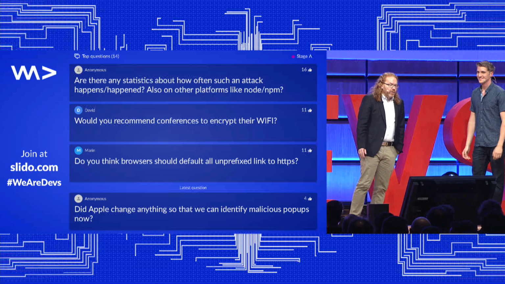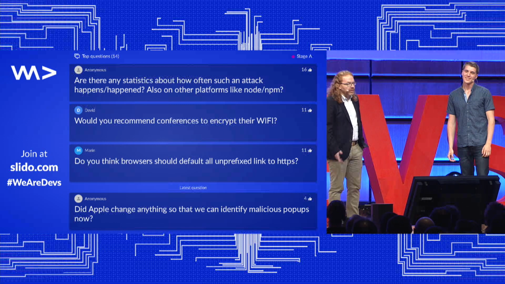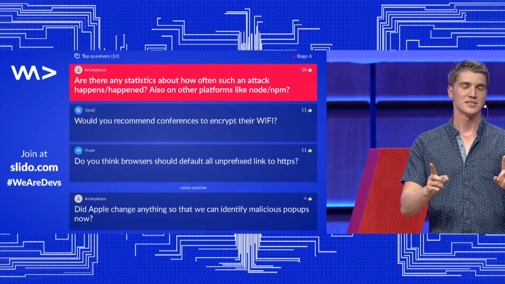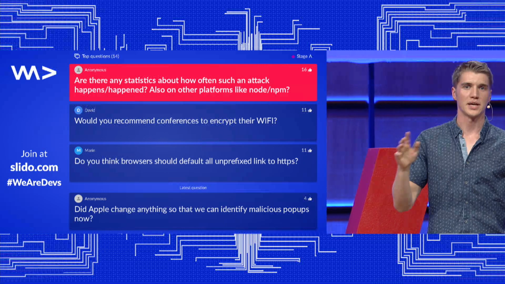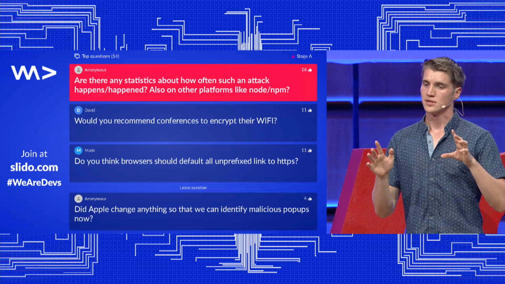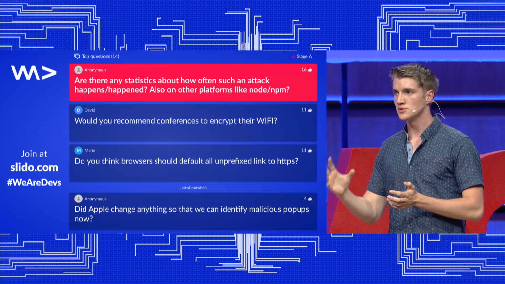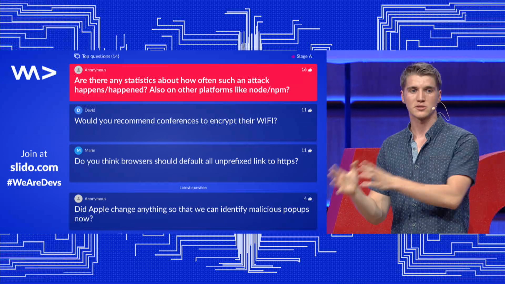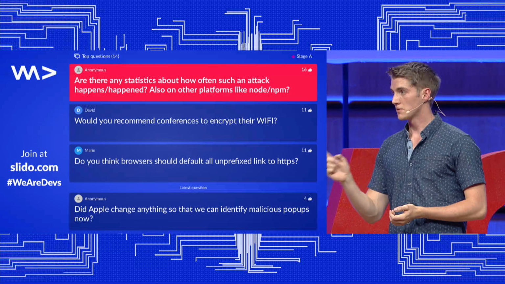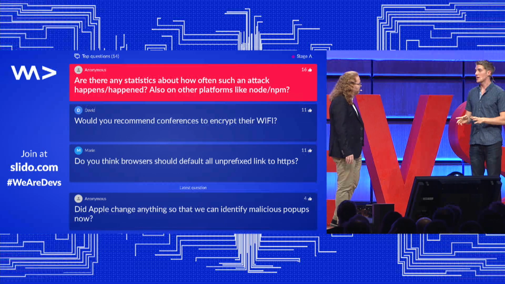So are there any statistics about how often such attacks happen, and also on other platforms like Node, NPM? Yeah, I would argue that most of these attacks never bubble up and nobody knows about them. I think most of them just happen and they stay quiet. There was a really good blog post about 3 months ago about using an NPM module to harvest credit card data. I think probably a lot of you read that. Well, this was a hypothetical example. It wasn't real. Yes. So that apparently didn't happen, but it's very accurate on how it works.